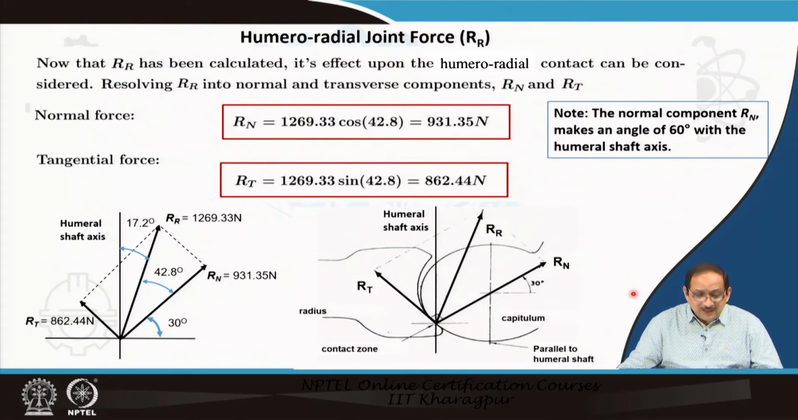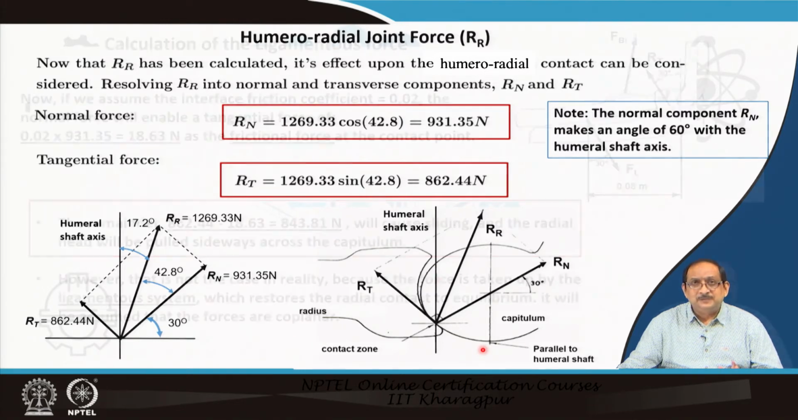The figure on the right presents a sagittal section of the humero-radial joint. So, similar to the vector diagram, here we are locating the vectors, the normal vector, the tangential vector and the resultant vector in a figure representing a sagittal section of the humero-radial joint.